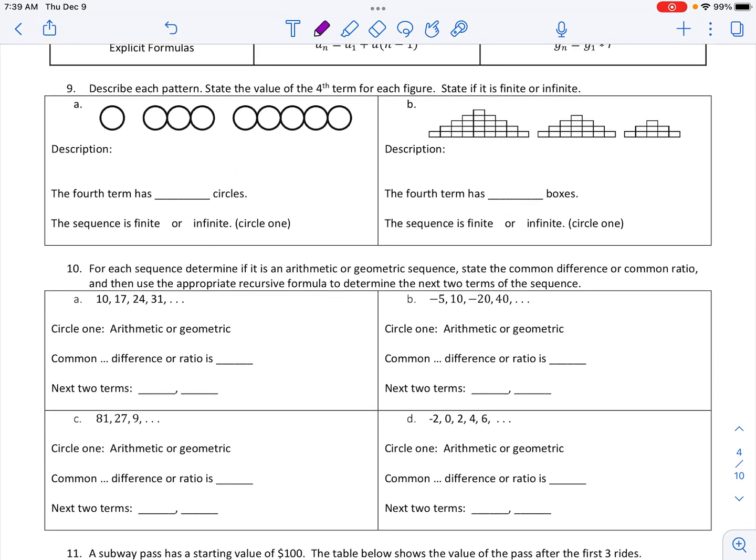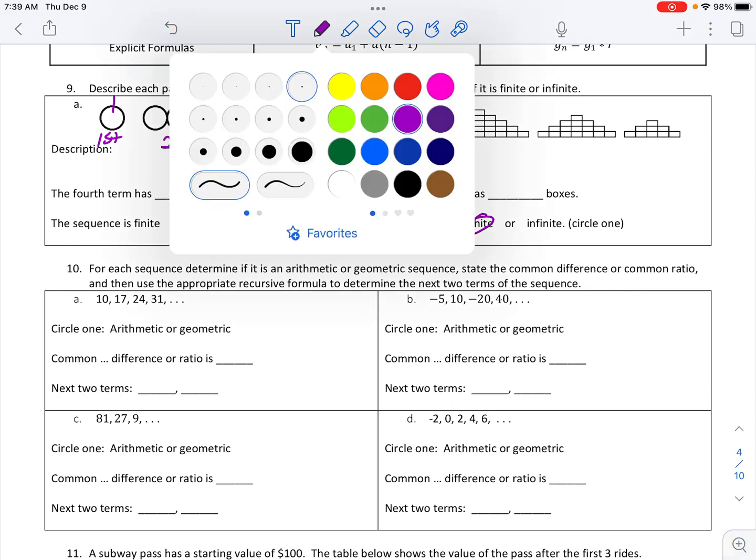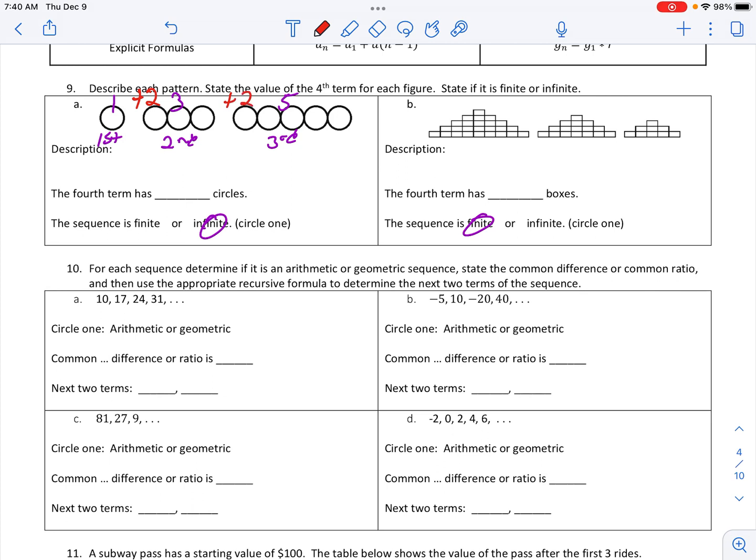All right, describe each pattern and state the value of the fourth term for each figure and tell me if it's infinite or finite. That should be the quick one. As we can tell, that keeps increasing, so that is continuing on, that's infinite. Letter B, you can tell we're decreasing, that is finite. This is the first term, the second term, the third term. I'd like to say 1 here, 3 there, 5 there, and I'm trying to figure out how you're going from 1 to 3 to 5 and so on. So we keep adding on 2 circles, plus 2, plus 2. So for the fourth term, we're going to have 7, adding 2 each.